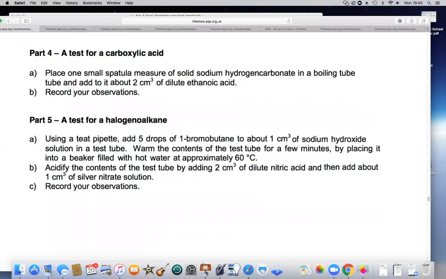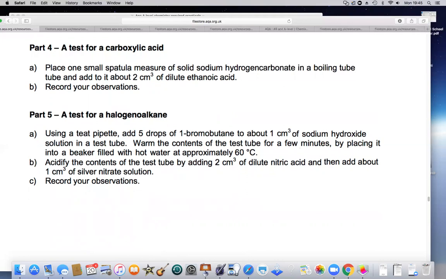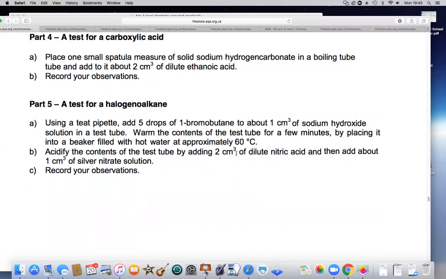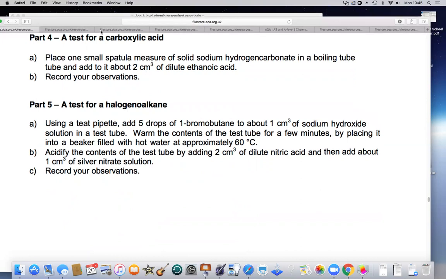Halogenoalkane, they will undergo a hydrolysis reaction with sodium hydroxide, and that will liberate the halogen atom as a halide. So chloride, bromide, or iodide, and then you can use your nitric acid and silver nitrate solution. You know the observations for that, and that's how you can do those chemical tests. Okay, so those are the practicals.